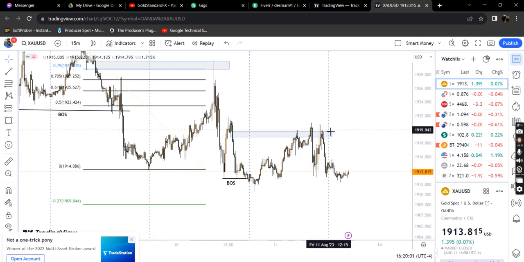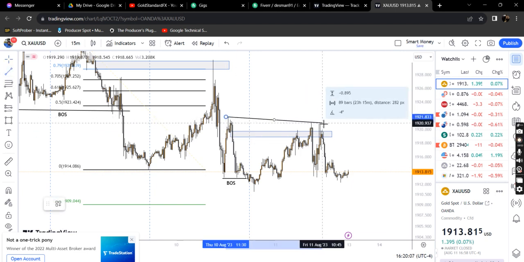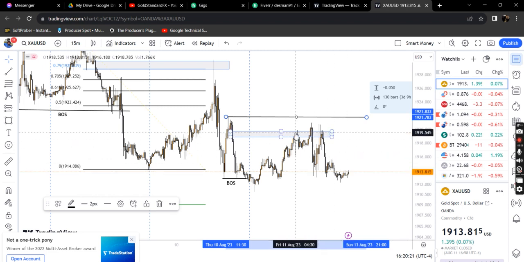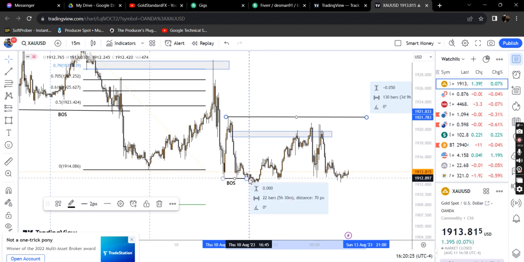Or we're gonna get a change of character. So if price breaks above and closes above this level on my 15-minute chart, then I start looking for possible buys, for a possible reversal. But right now, we're going to continue with the sells, we're going down. Price is going to go down.